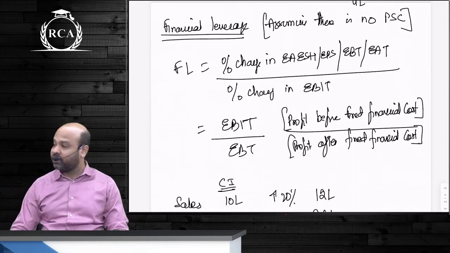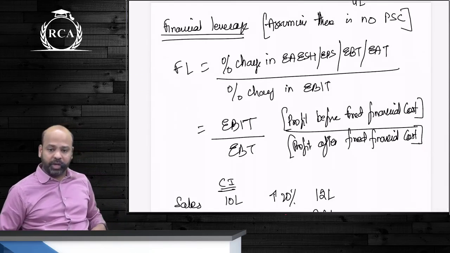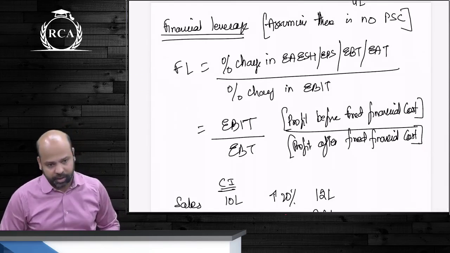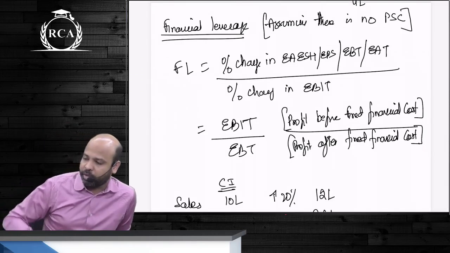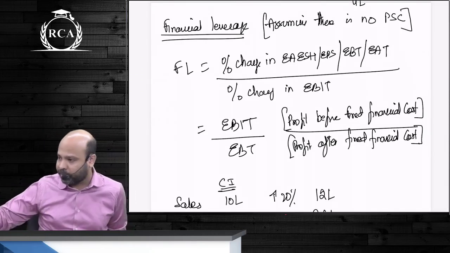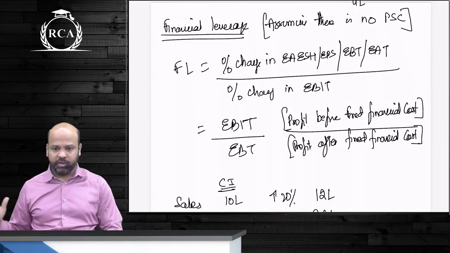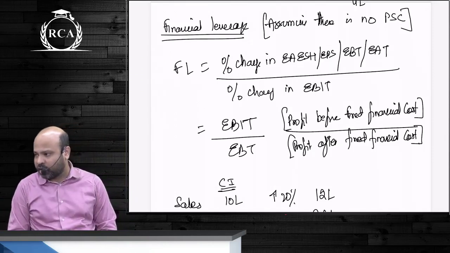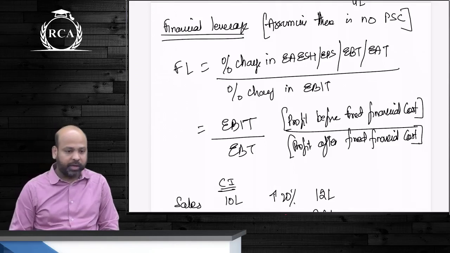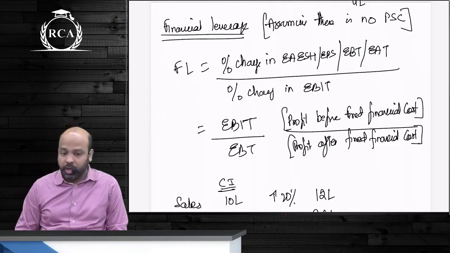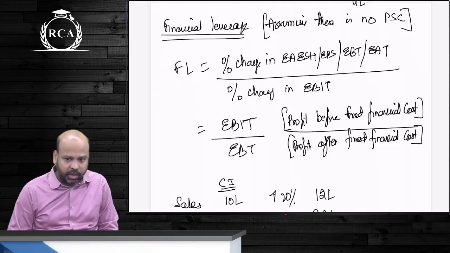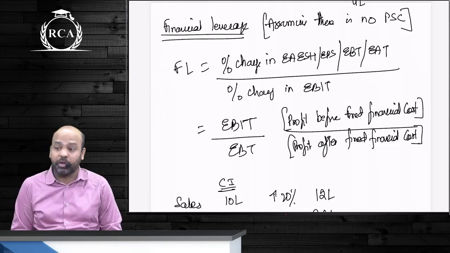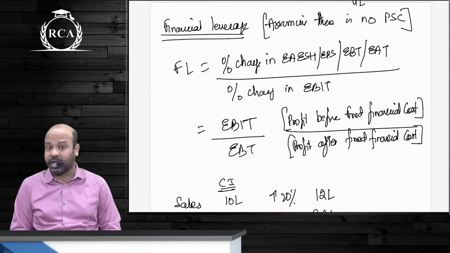Financial leverage, guys, is establishing a relation between earnings attributable to equity shareholders and operating profit. Every time your operating profit changes by 1%, what is going to be the impact on earnings attributable to equity shareholders is what is given by financial leverage. That's why the formula is percentage change in EPS, or earnings attributable to equity shareholders, divided by percentage change in EBIT. If there is no preference share capital, you can also write percentage change in EBT, percentage change in EAT. All of them are going to be the same if there is no preference share capital.